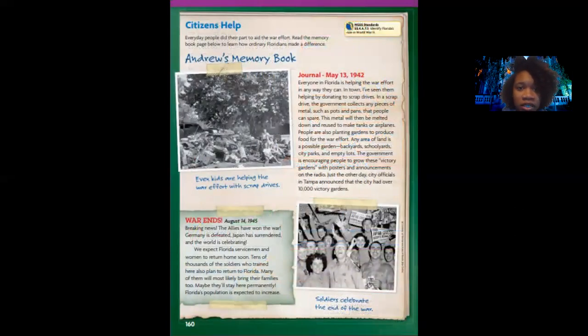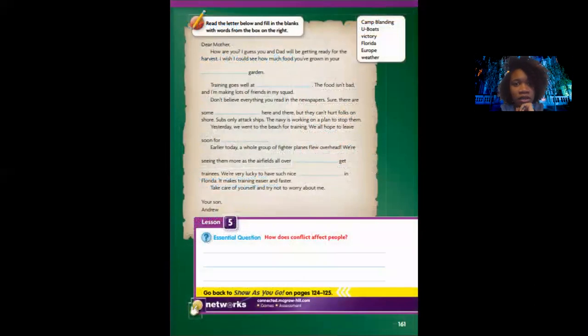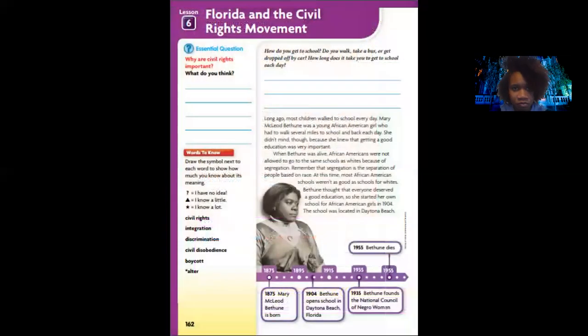Then it gives you citizens help. So it tells you different things. And then they write a letter. You get to lesson 6, Florida and the Civil Rights Movement. And you get to learn about Mary McLeod Bethune, and there is a historically Black college in Florida located in Daytona called Bethune-Cookman. So it's partly named after her.